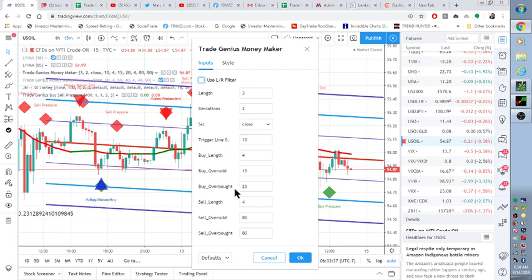What I'm really looking for is edges on the oscillation. So when it gets into this range here and pulls back in, I'm going to get a buy signal. If I get an overbought up to here and it comes back in, I get a sell signal. That's how we use that.